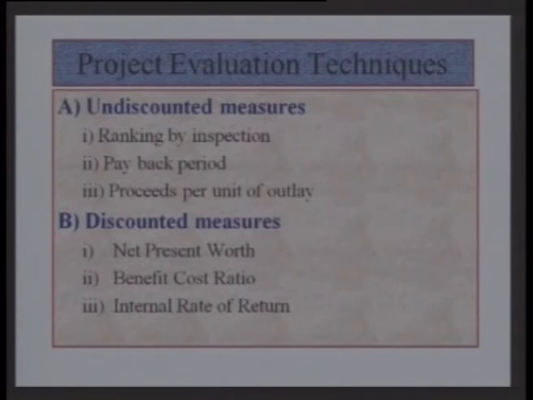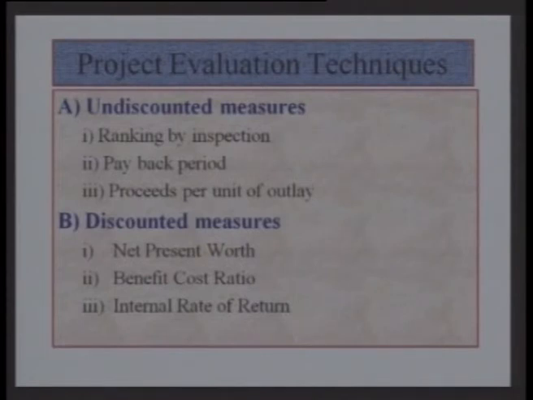The third is the proceeds per unit of outlay. This is merely per rupee of investment, how much total output would be coming, or how much income would be generated. So total benefit which will be coming from the project is added up, and it is divided by the total amount of investment which will be needed, and that gives the proceeds per unit of outlay.